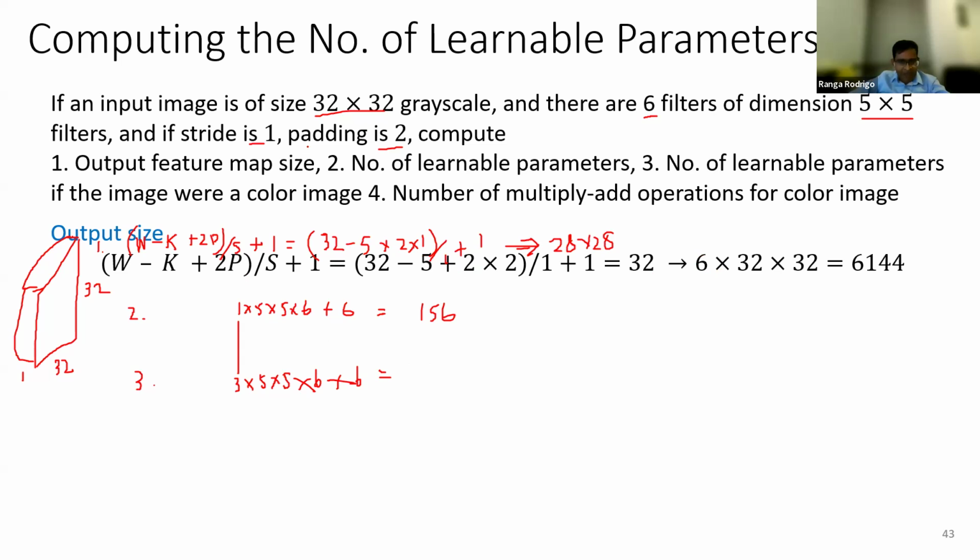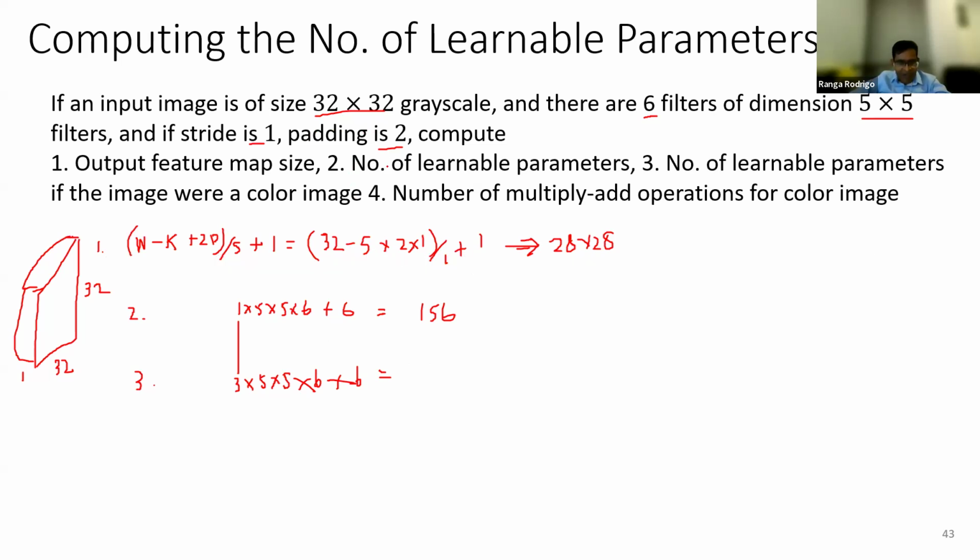Oh, I think I made a mistake here. Padding is 2. Oh, this is 2P. I made a mistake here. I'm sorry, I put stride is 1, padding is 2. I had to put 2 times 2 here. So 32 plus 4 is 36, minus 5 is 31, plus 1 is 32. So this is wrong. It is 32 by 32.